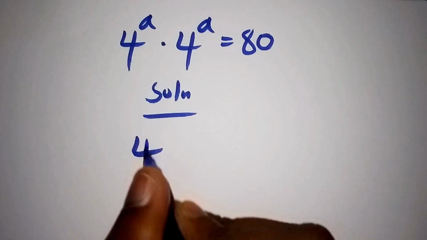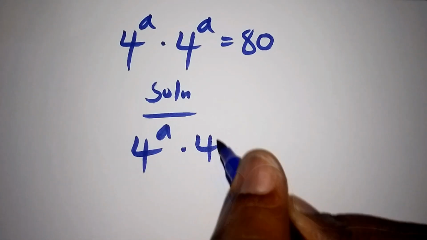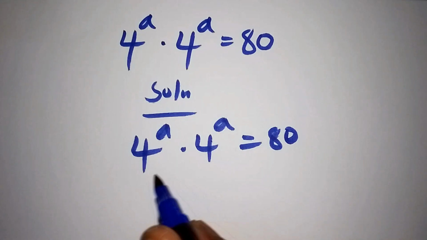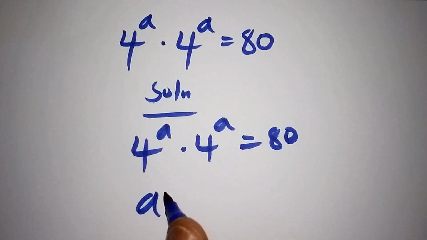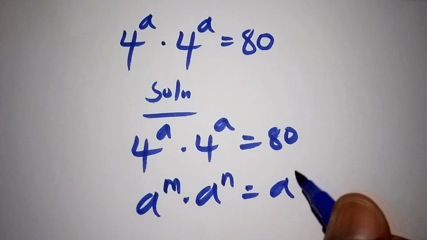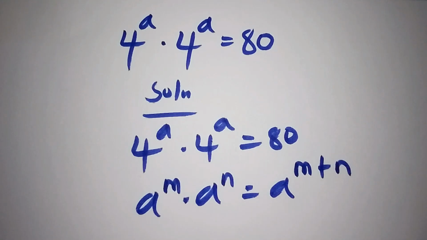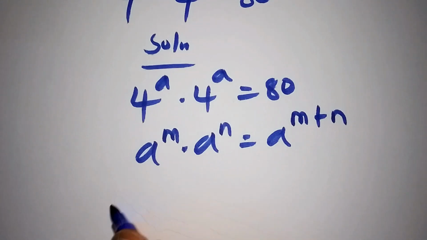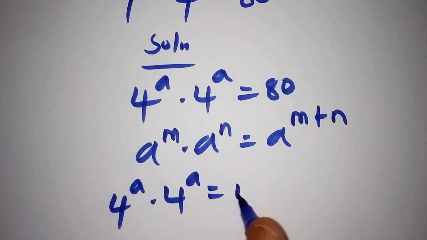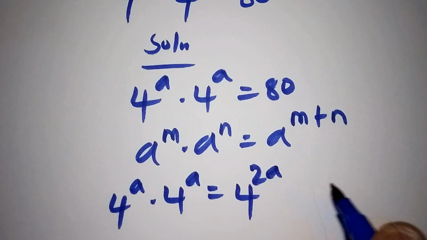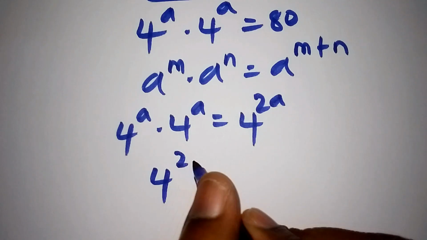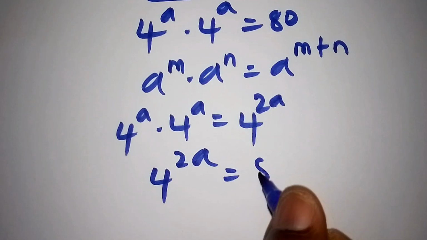So in our solution, we have 4 to the power of a multiplied by 4 to the power of a is equal to 80. So the first thing that we need to do, assume we have a to the power of m multiplied by a to the power of n. This can also be written as a to the power of m plus n. So that means our 4 to the power of a multiplied by 4 to the power of a is now equal to 4 to the power of 2a. So now we say that 4 to the power of 2a is equal to 80.